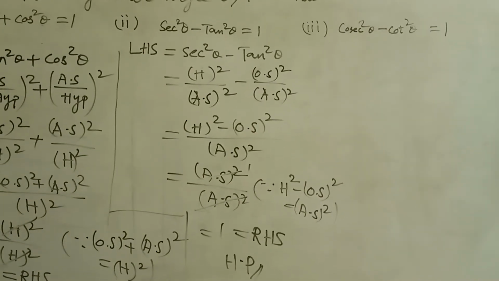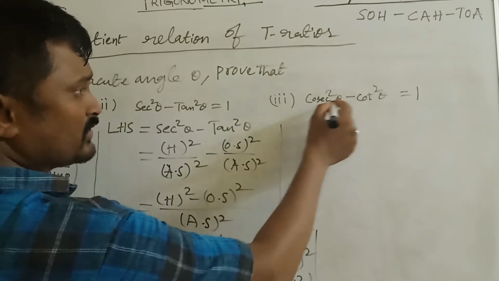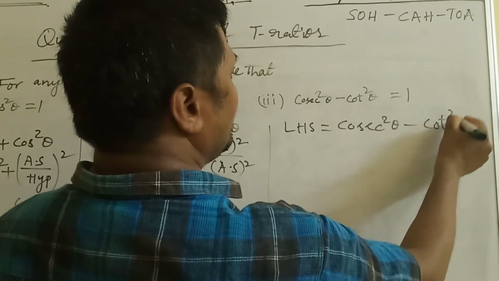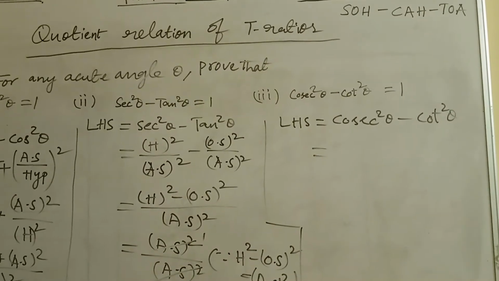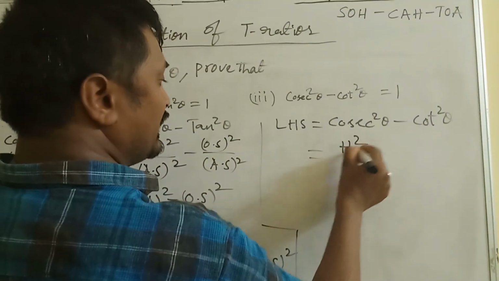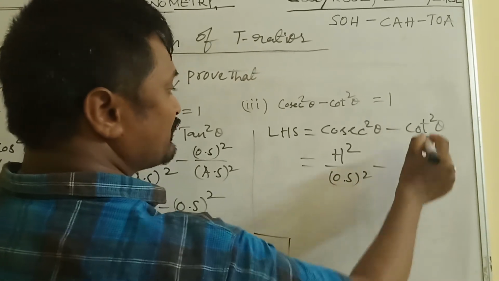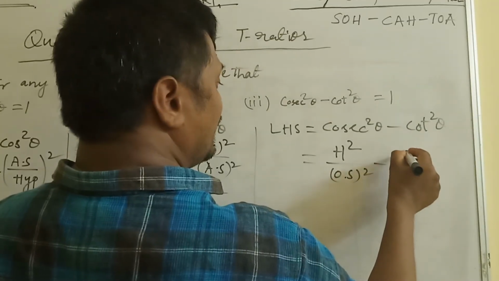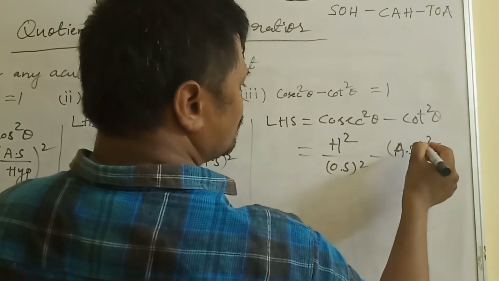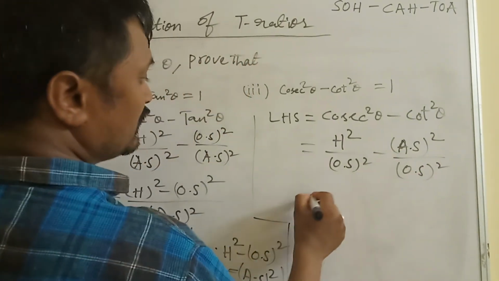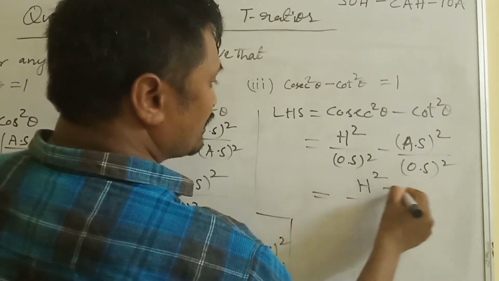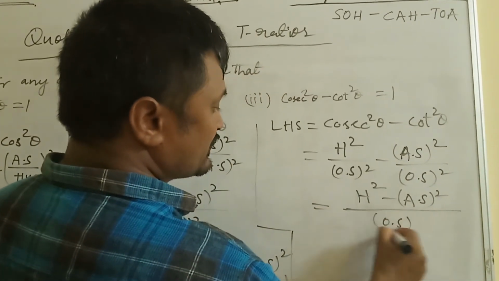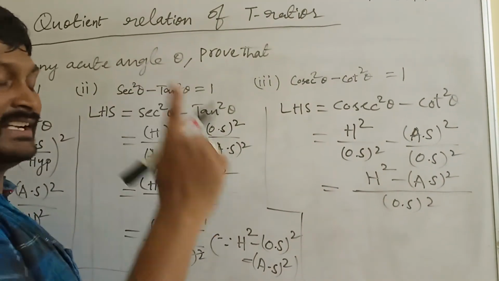Now we are going to the last and final one. In the same manner, LHS is equal to cosecant square theta minus cot square theta. What is the cosecant theta formula? Hypotenuse square upon opposite side square. So write hypo square upon opposite side square minus cot theta, which is opposite to tan, adjacent side upon opposite side. So adjacent side square upon opposite side square. Again like fractions subtraction: hypo square minus adjacent side square upon opposite side square, and only one single denominator you have to write.